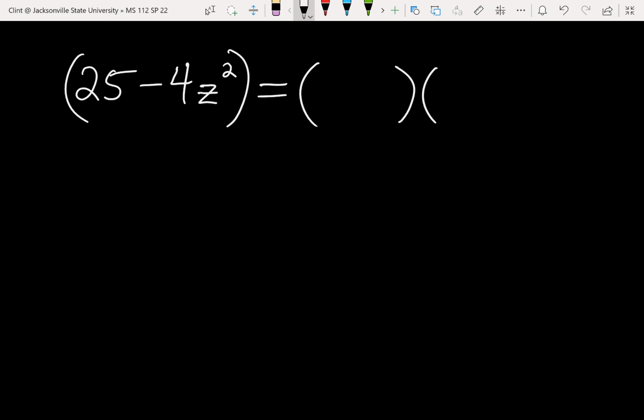So factor: to get 25, it takes 5 times 5. To get the 4 part, we'll have to have 2 times 2. To get the z squared part, we've got to have z times z. And the 1's plus 1.